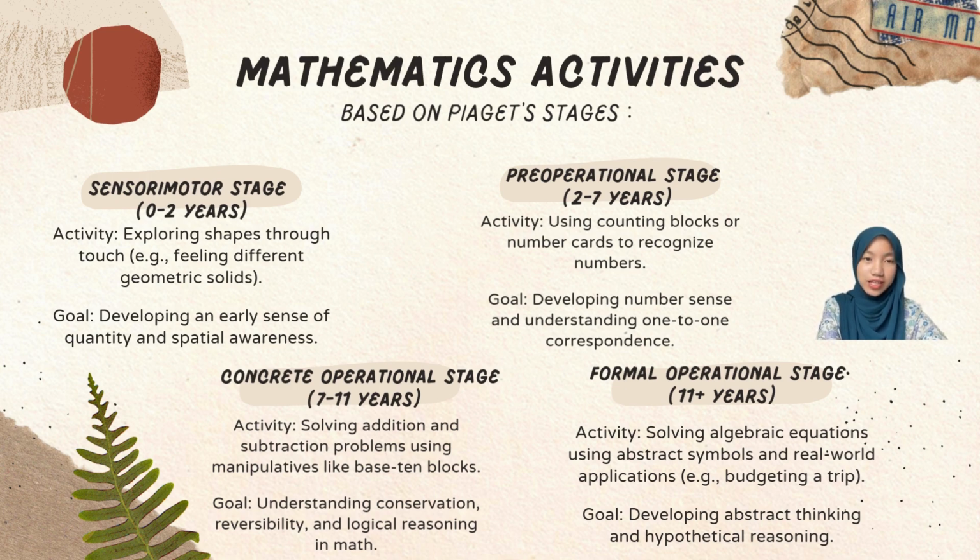Second, pre-operational stage for 2 to 7 years. Activity, the kids can use counting blocks or number cards to recognize the number. Goal, developing number sense and understanding one-to-one correspondence. Third, concrete operational stage for 7 to 11 years. Activity, solving addition and subtraction problems using manipulatives like base 10 blocks. Goal, for them to understand conservation, reversibility, and logical reasoning in mathematics. Fourth, formal operational stage. Activity, solving algebraic equations using abstract symbols and real-world application. Goal, for them to develop abstract thinking and hypothetical reasoning.